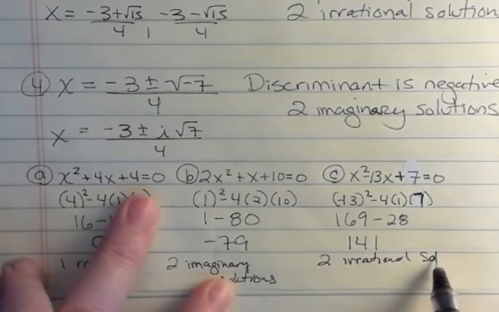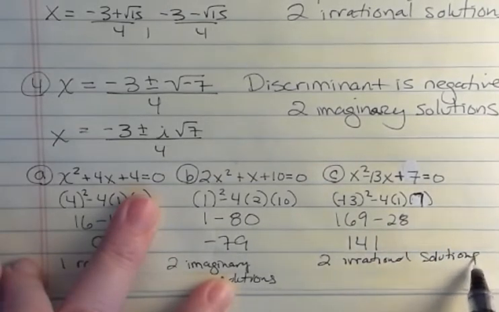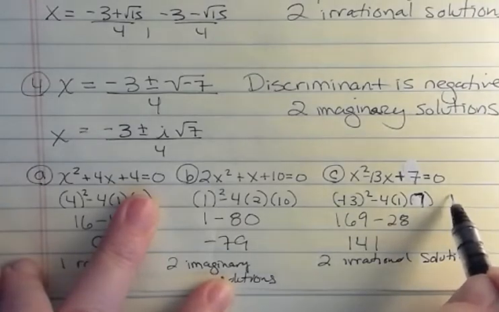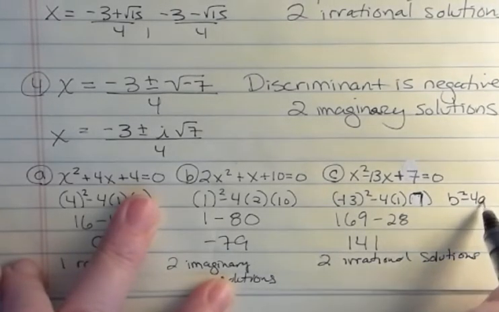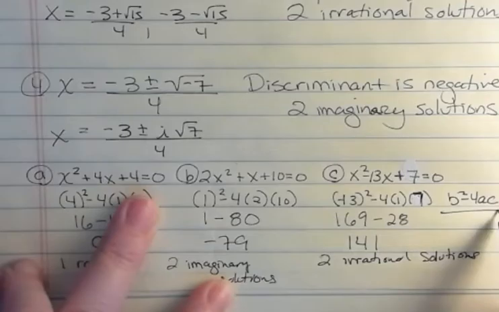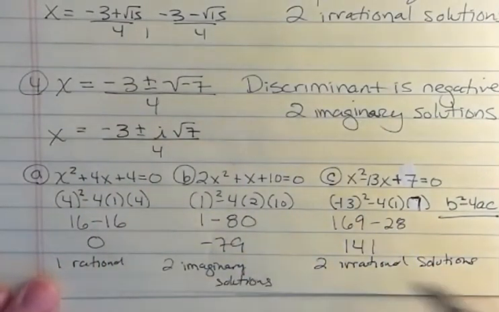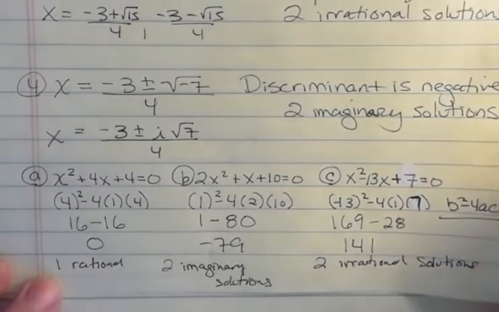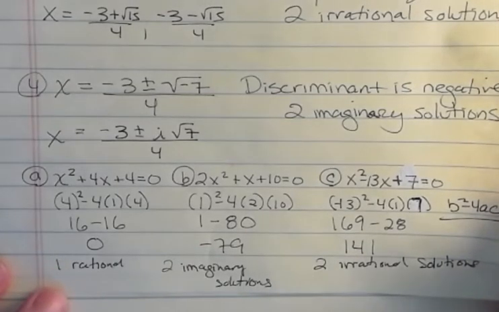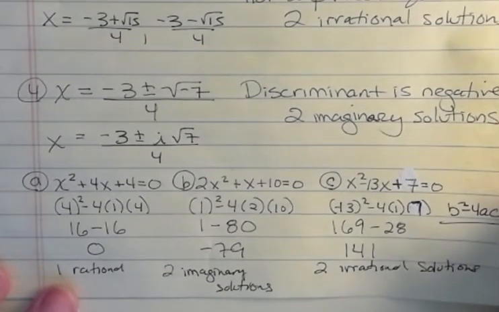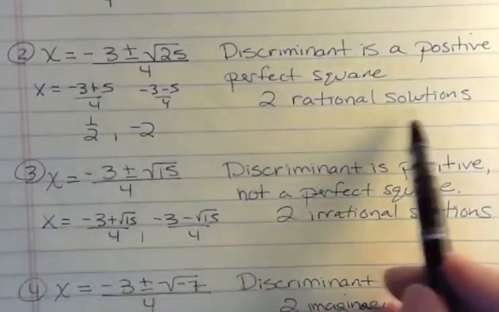So that's what we want you to do: plug into that very simple formula, b squared minus 4ac, and then, looking at the answer, tell which of these things is going to happen. The one that I didn't work out was having 2 rational solutions, and that is if you get a perfect square under there, then you get 2 rational solutions.